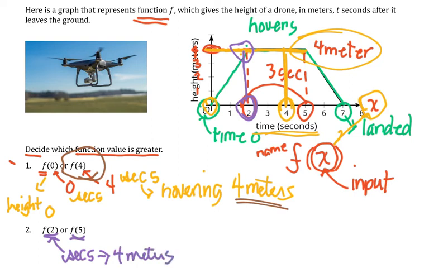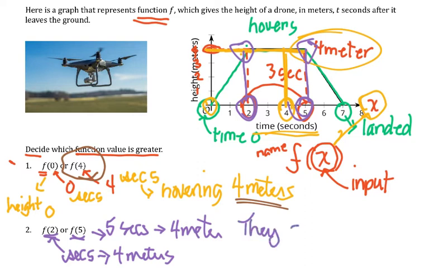So now let's look at f of 5. So I'm going to go over here. 5 is my input. It's the time. And I'm going to draw it up. And oh, take a look. It's at 4 meters. So at 5 seconds, how high is the drone? It's also at 4 meters. So what's greater? Neither. They are at the same height. So the same exact distance at the same time.